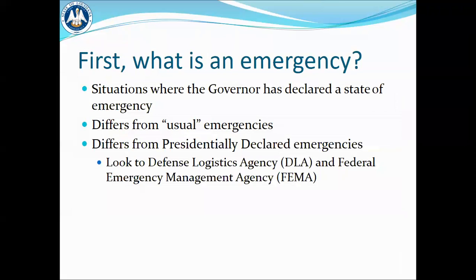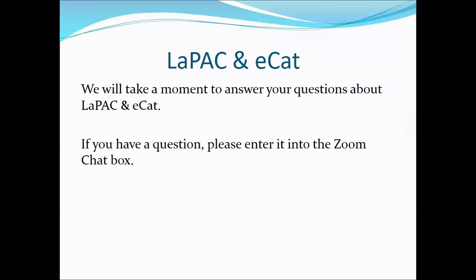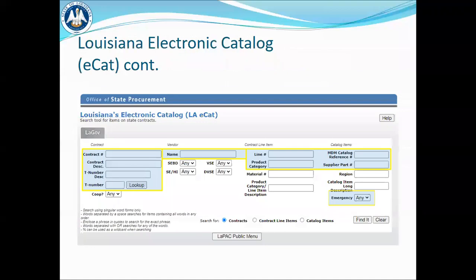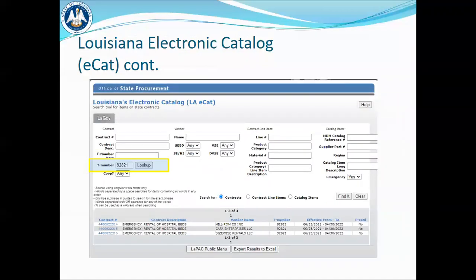Okay. How would I know a T number before I search? So let me go back in the slides a little bit real quick. If you can see here in this box, there's the T number with the fill field, and then there's a button next to it called Lookup. If you click that Lookup button, it will bring up a list of the T numbers that are available. Not every contract has a T number, so this is not a foolproof method.